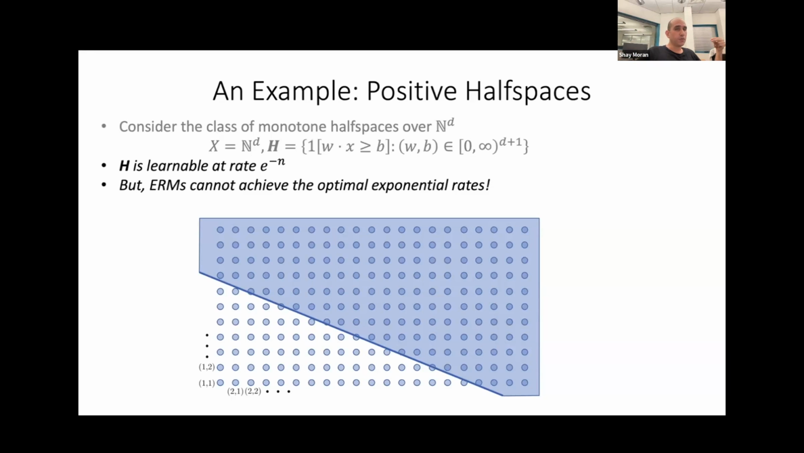So in order to achieve the exponential rate, you have to think outside the box, right? To do something else. In fact, you cannot even do it properly. You will have to output classifiers which are not positive half spaces in order to achieve this optimal rate.